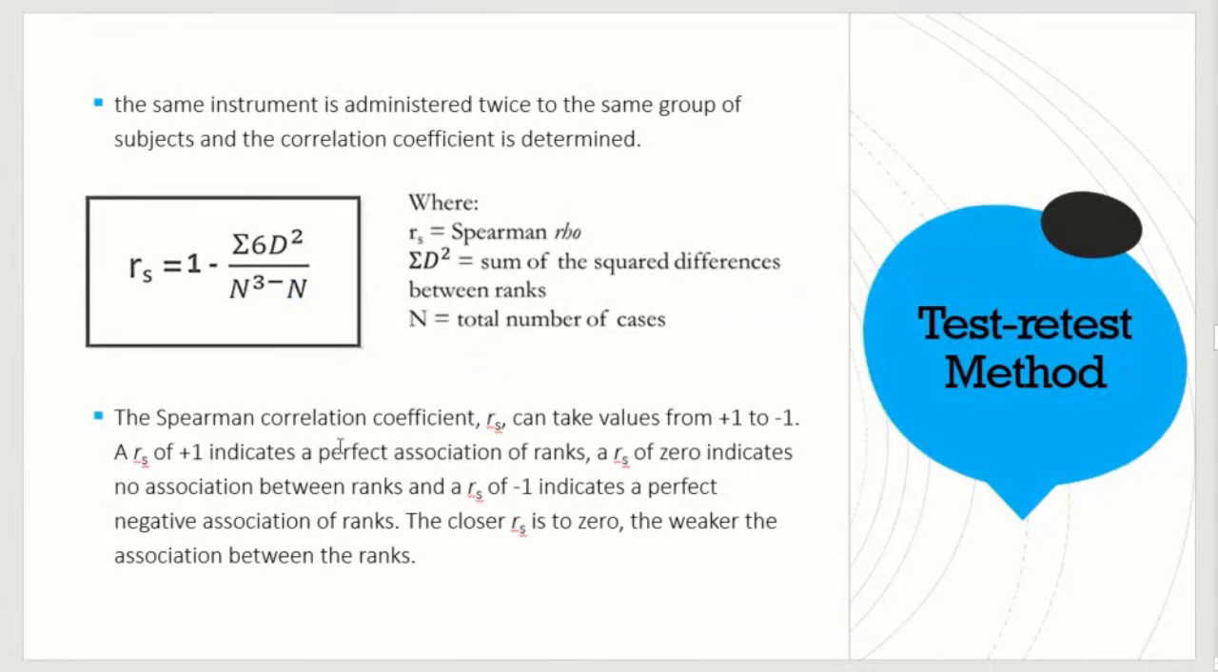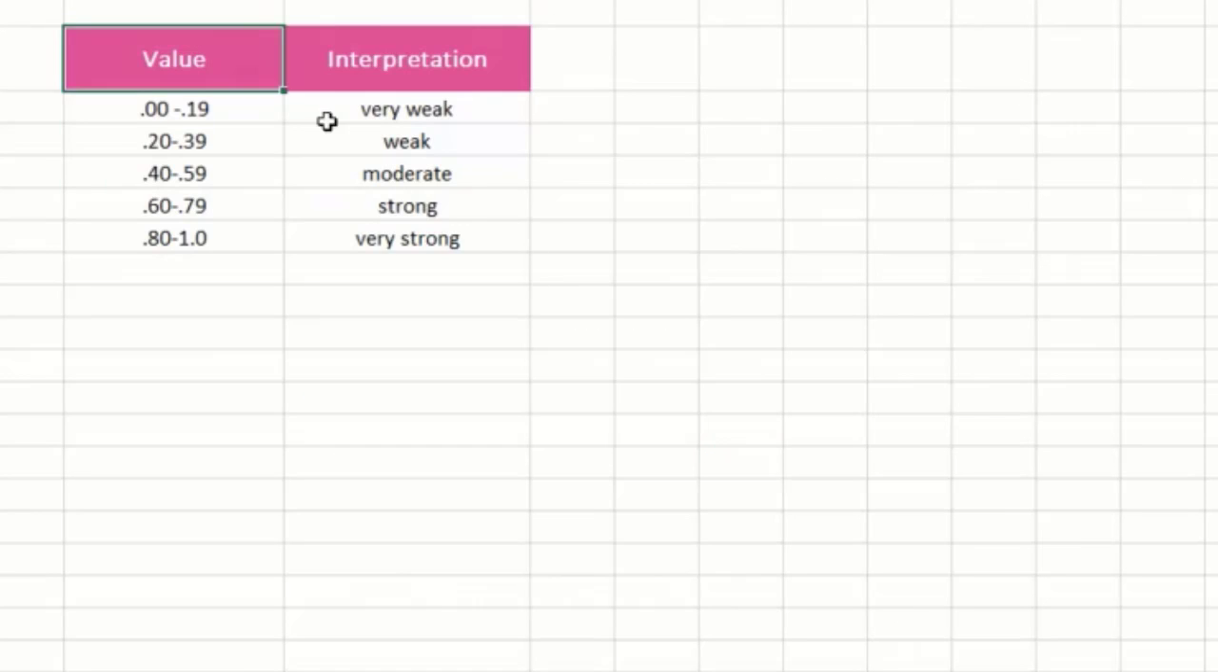Okay, the Spearman correlation coefficient, or rs, can take values from positive 1 to negative 1. So this is actually the interpretation for that. From 0.00 to 0.19, very weak, no? From 0.20 to 0.39, weak; 0.40 to 0.59, moderate; then strong, and very strong. And if you're going to take the negative side of this, then it has a negative correlation.